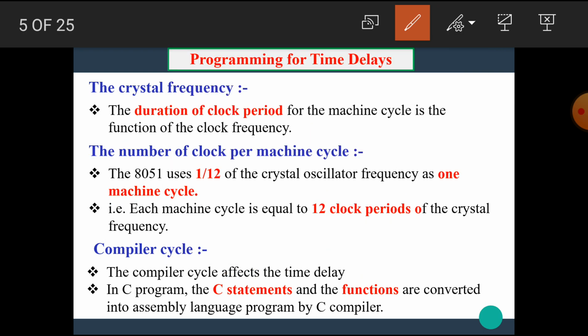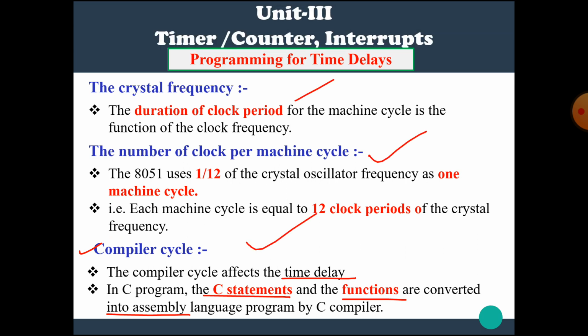Okay. Then the third one is the compiler cycle. The compiler cycle affects the time delay. In a C program, the C statements and functions are converted into an assembly language program by the C compiler. These are the three factors affecting the time delays.